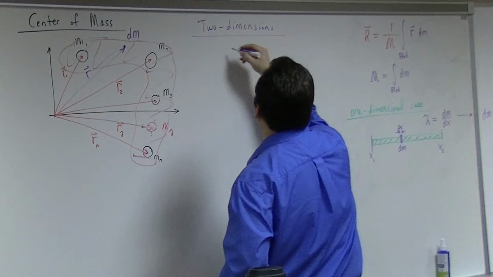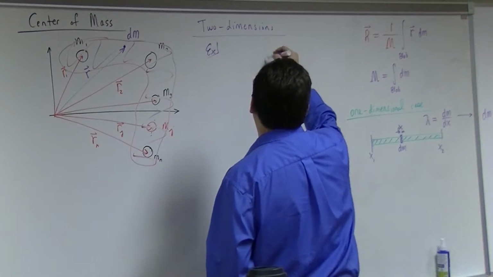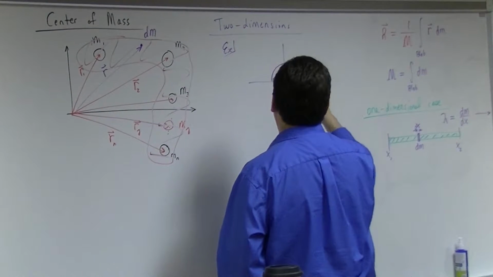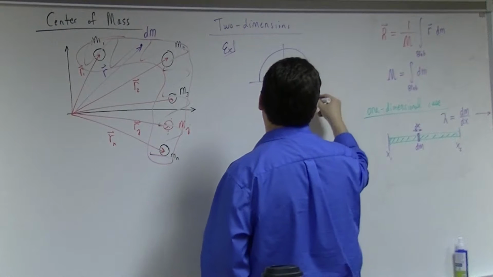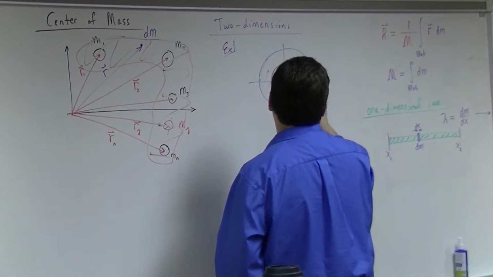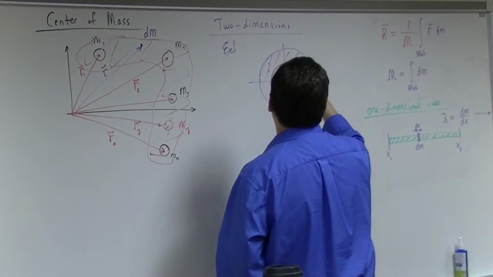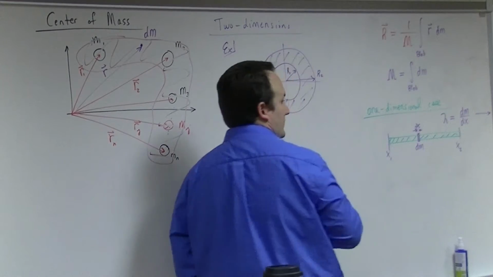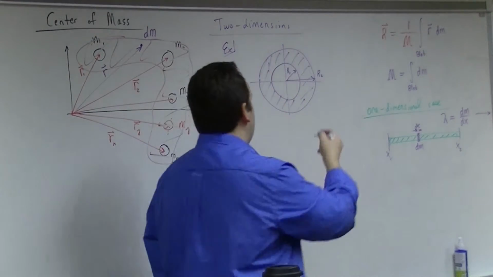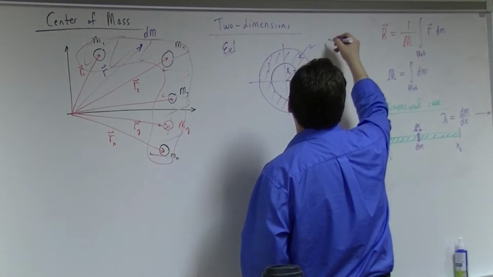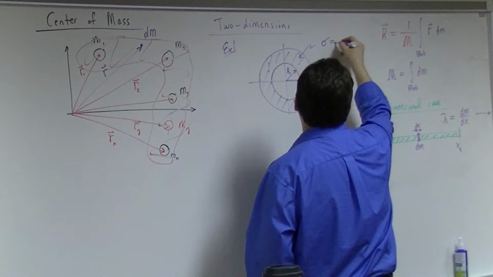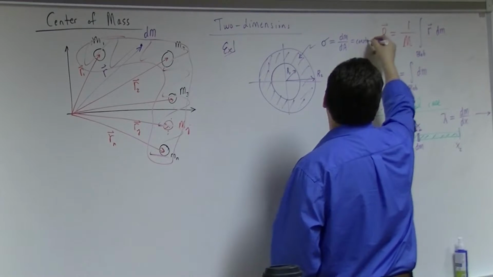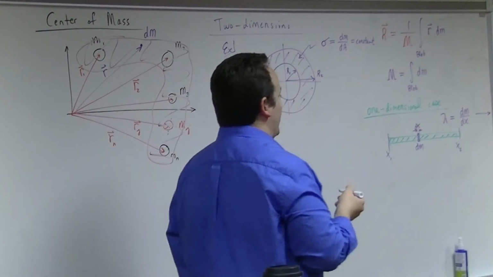Two dimensions. For example, here's an annulus. So the two concentric circles, one at R1, the other one here at R2, right? Radius R1, radius R2. And I was to tell you that this, and the symbol I typically use for area densities is sigma, so sigma is dm dA, suppose that was equal to a constant. Where's the center of mass?